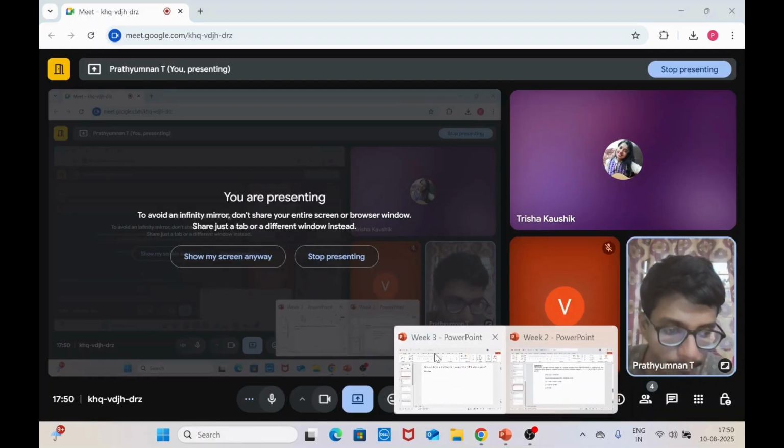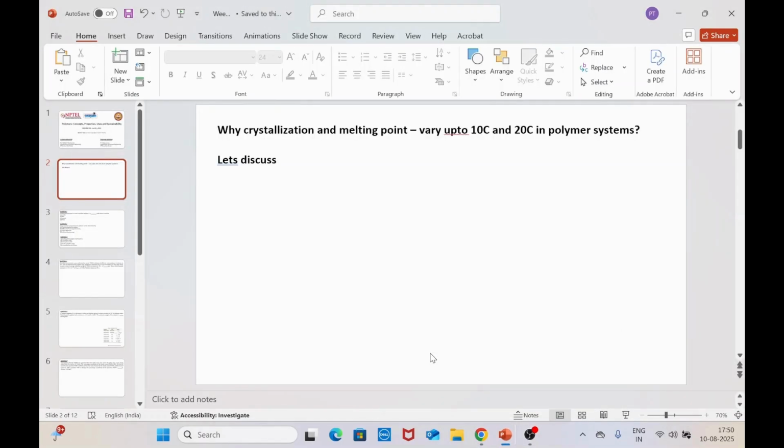Interactions, if you see, are typically non-covalent in nature, and they depend upon the type of functional groups that are present in the systems. So what are the types of non-covalent interactions you can think about in case of macromolecules?